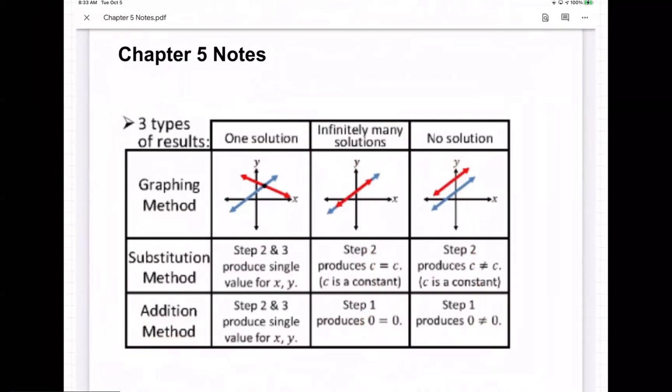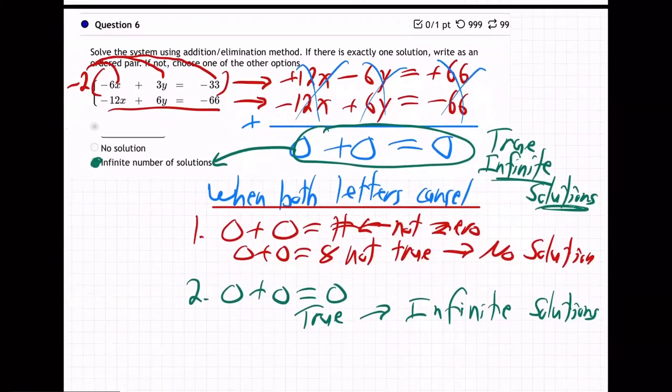And that's the same thing as when you get two lines that are right on top of each other. It's nice, this little table I found. It connects the graphing method, the substitution method, and the addition method, showing how the results will look for infinite solutions, for no solution, and when you just have one solution. So there we go. Ours is infinite solutions.